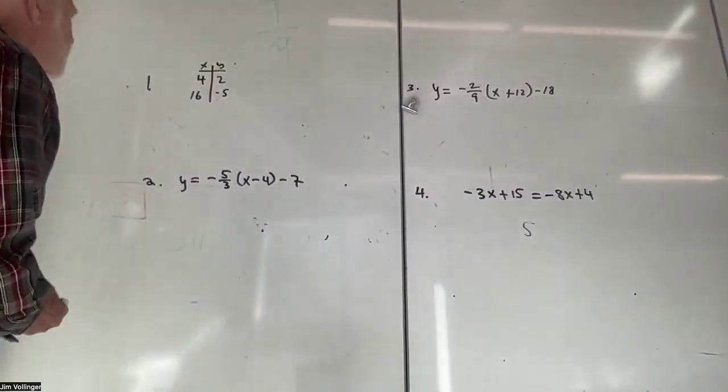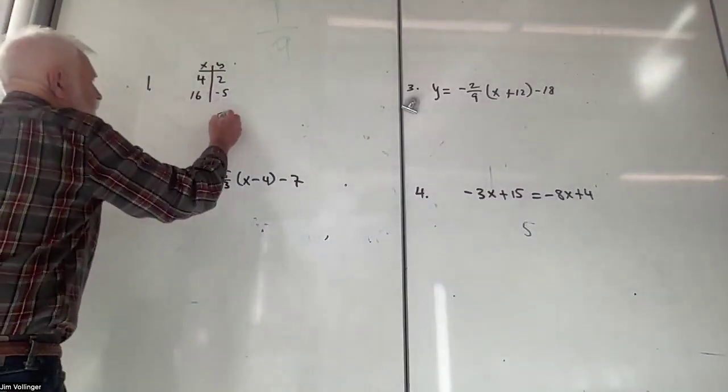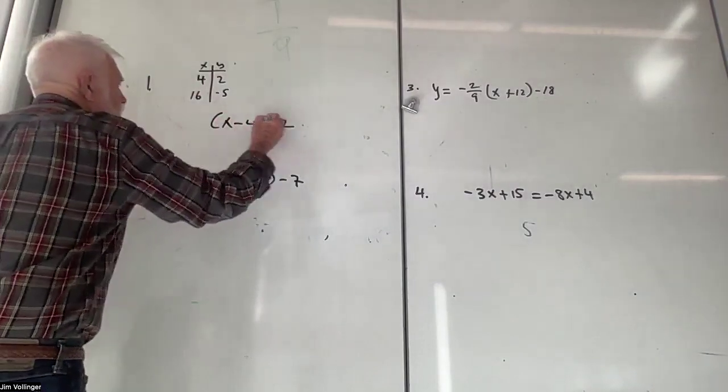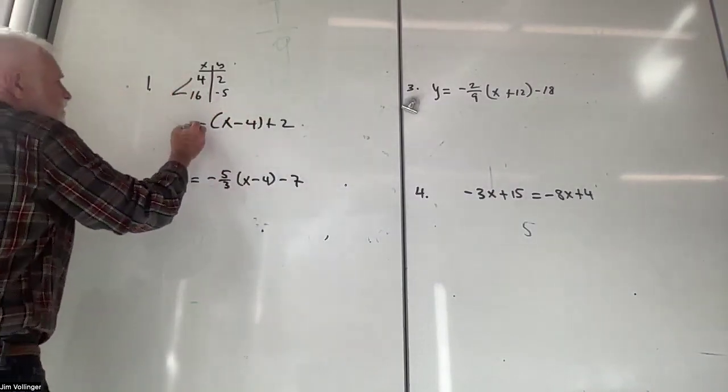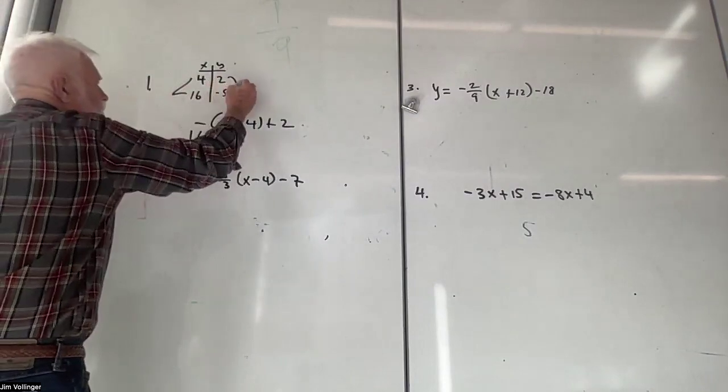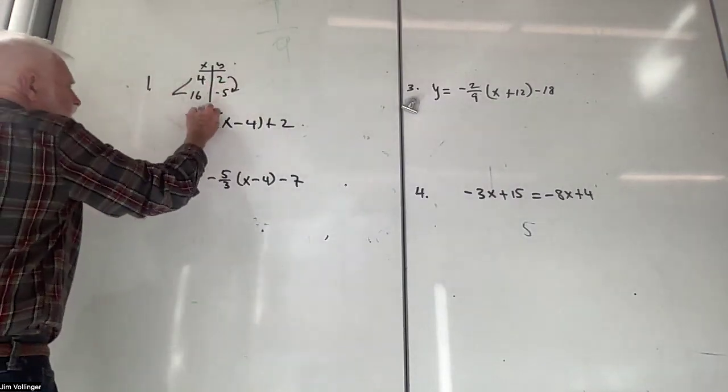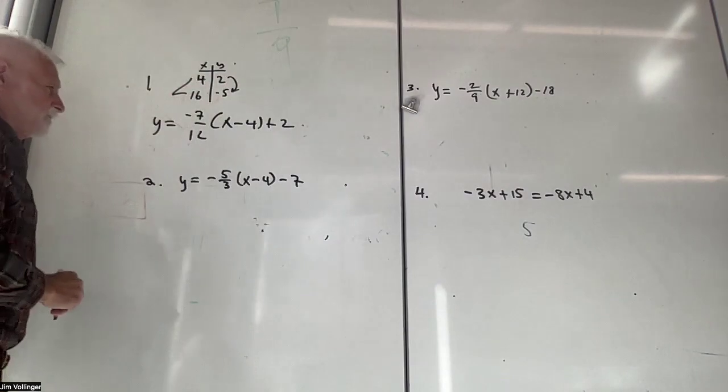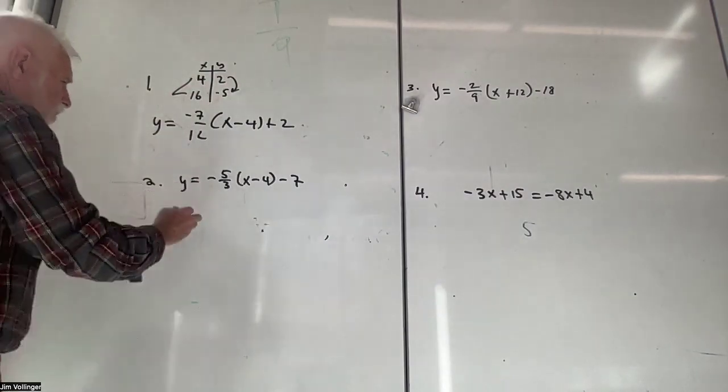So equation of a line, (4, 2). So you should write y minus 2 equals m times x minus 4. Change in x, 4 to 16 is 12. Change in y from 2 to negative 5 looks like I'm going down 7. And there's our calculation. All right, write this in slope-intercept form.